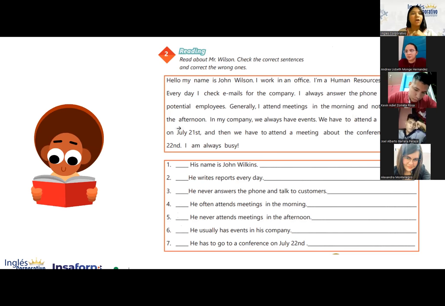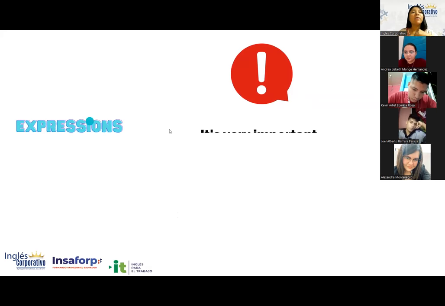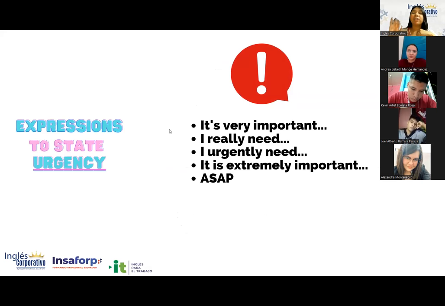Okay, guys, so now let's talk about expressions to state urgency, okay? Expressions to state urgency. We have some examples. Andrea Lisbeth, help us reading the five examples that we have. Can you repeat? Yes, read. It's very important.